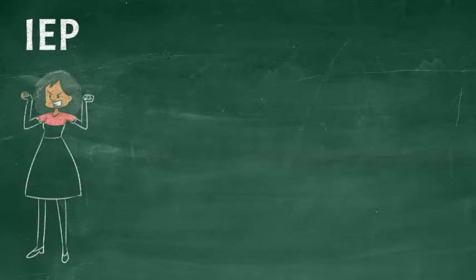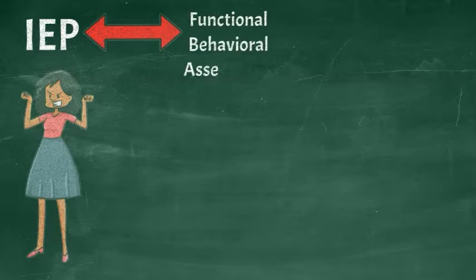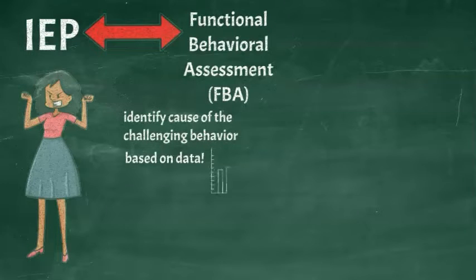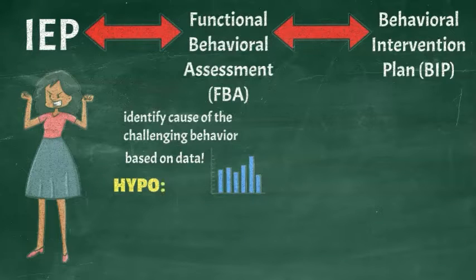If a child with an IEP has behaviors that are interfering with their learning or the learning of others, the school should conduct a functional behavioral assessment, or FBA. An FBA is an assessment performed to determine the underlying cause of the challenging behavior. An FBA must be based on data, and the conclusions of the FBA are used to develop a behavioral intervention plan, or BIP.